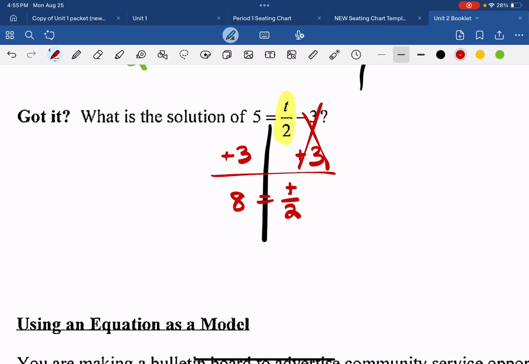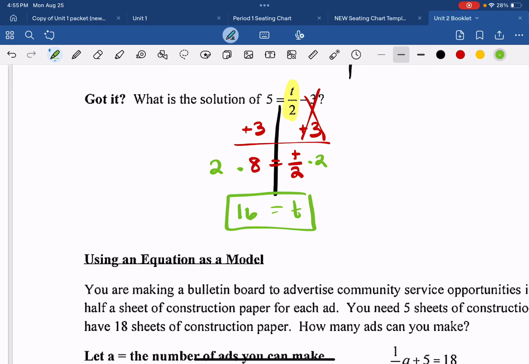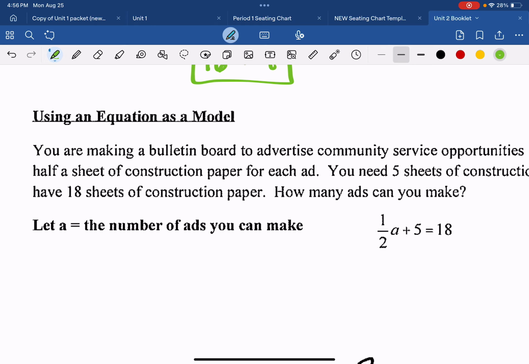Okay, now from here, I'm dividing by 2, or I have a 2 in my denominator. Remember, in order to get rid of that, we are going to multiply by 2. We're going to multiply both sides by 2, do its inverse. Okay, so now I have t equals 16. All right.